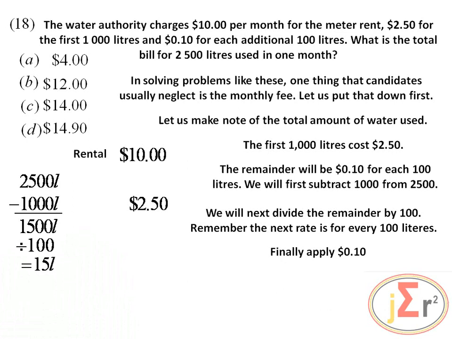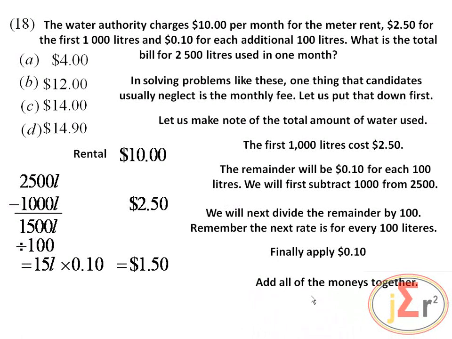Finally, apply the 10 cents or $0.1. So we are multiplying that by 10 cents and we will get $1.50. So what remains, which is 15,000 liters, we need to divide by 100 because we are applying the rate to each 100 liters.